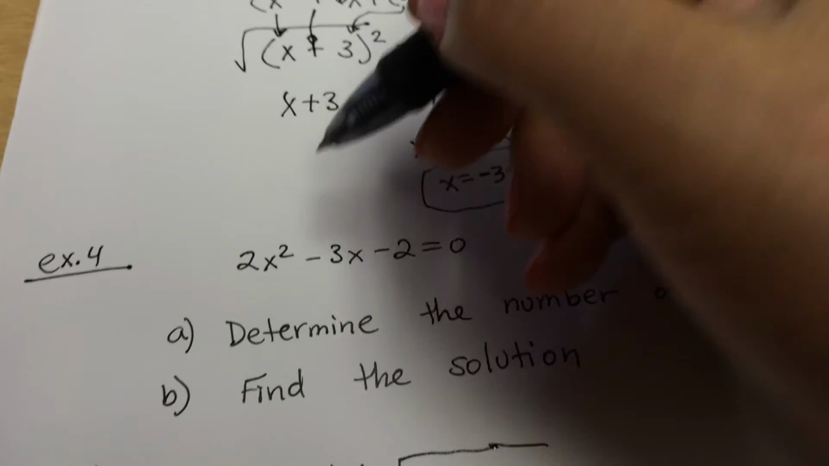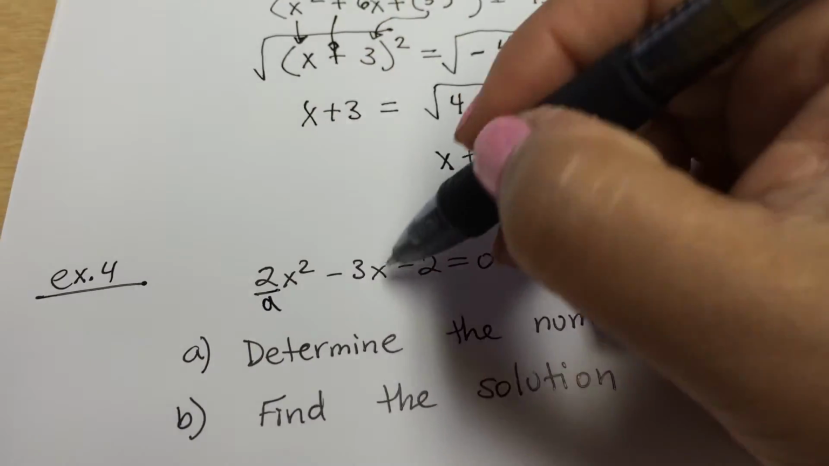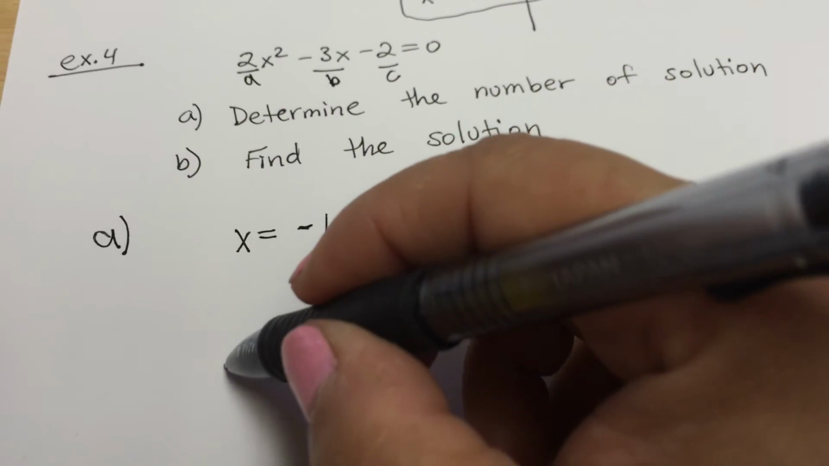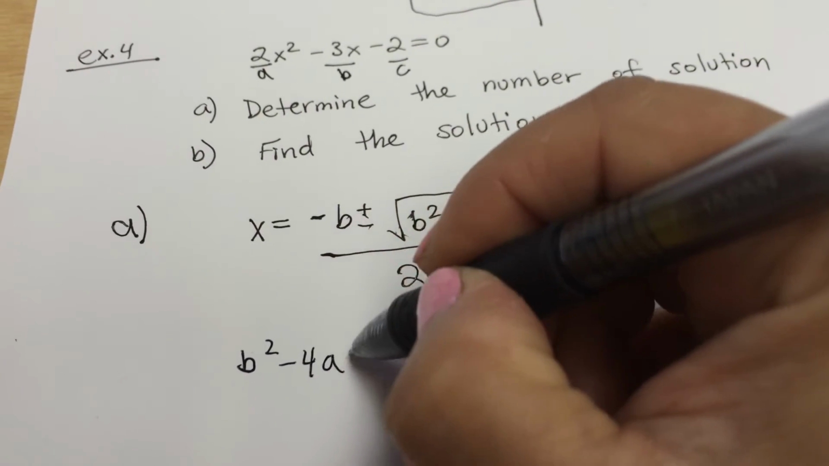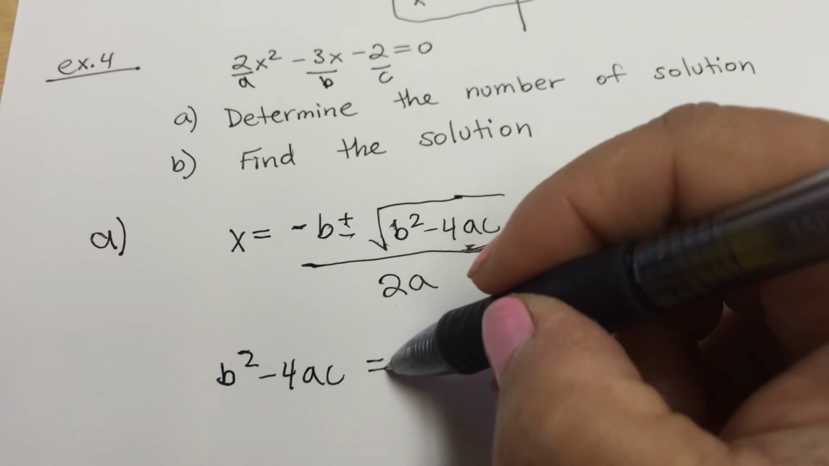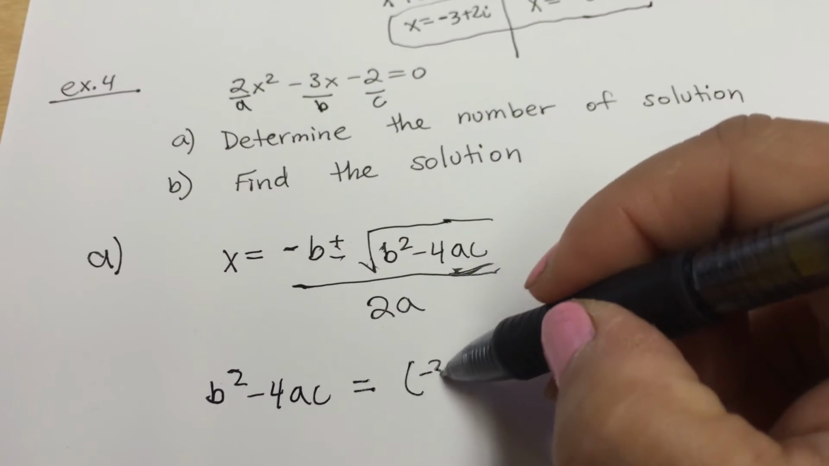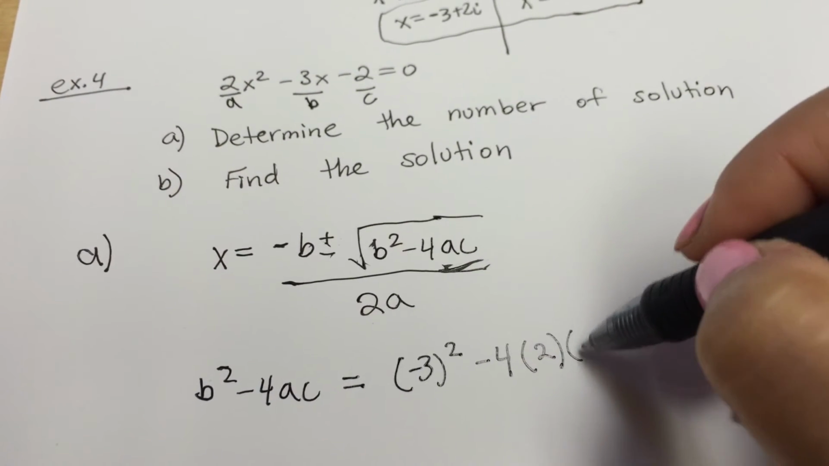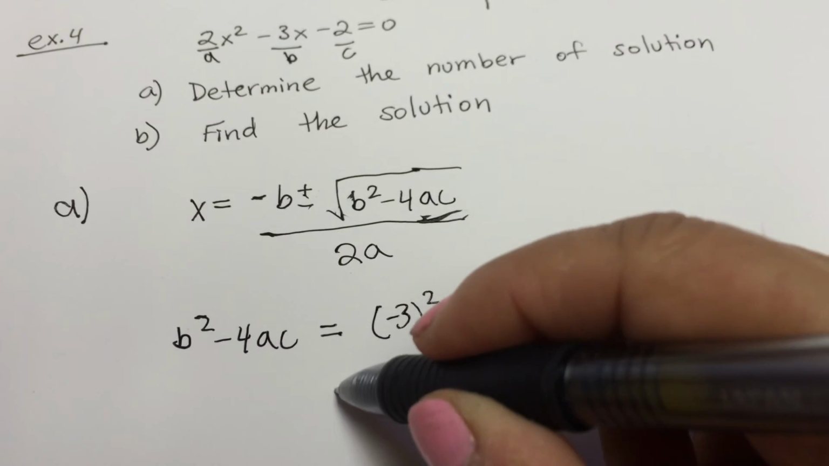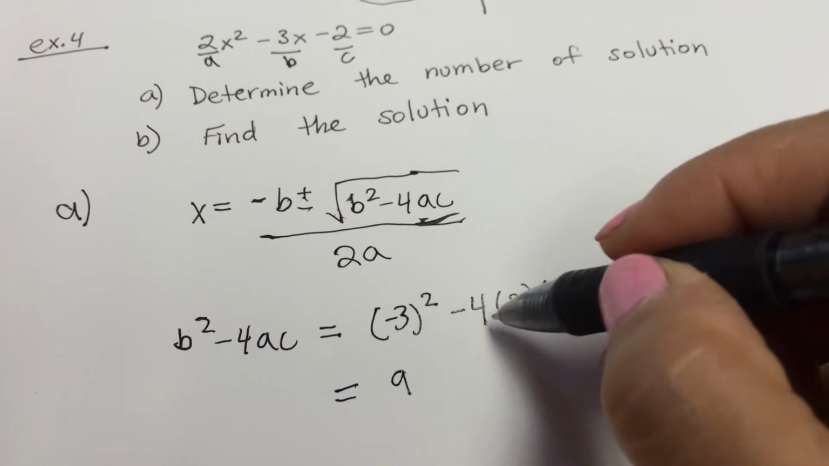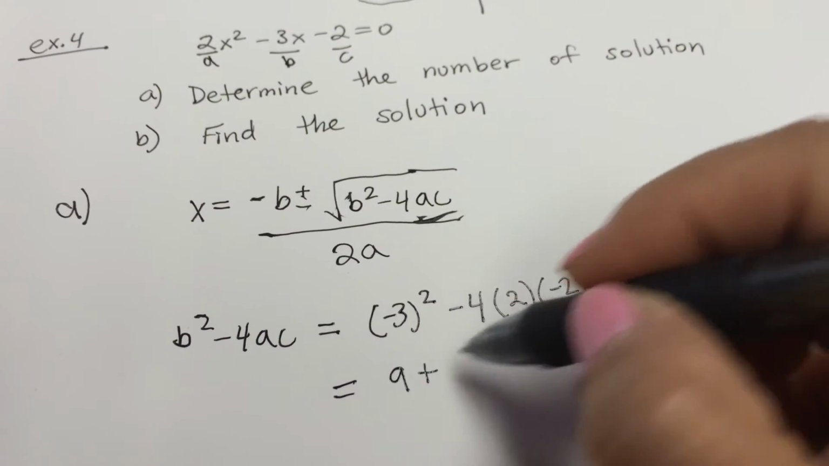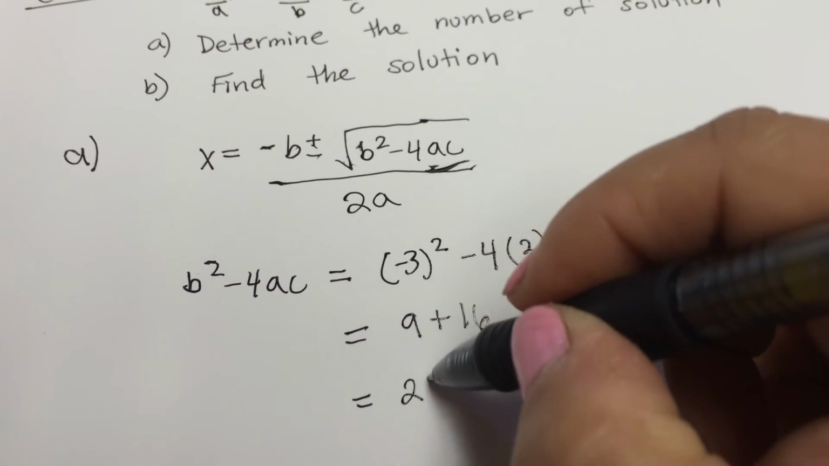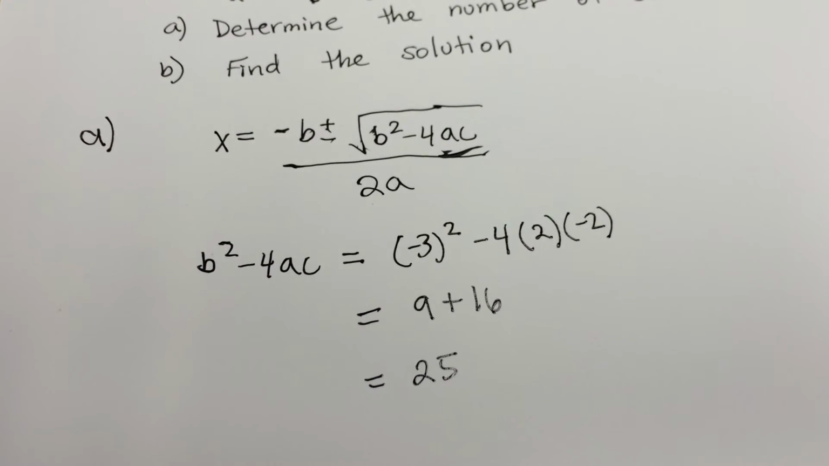Okay? So I'm going to go back and label this again. This is my A, this is my B, and then this is my C right there. Okay, so then b squared minus 4ac is the formula we're going to go ahead and use. So b in this case is negative 3 squared minus 4, a is 2, and c is negative 2. So if I calculate that out, we're going to get 9. Negative times negative is positive. That's 4, 16, so that's going to give us 25. Okay, so 25 right there.